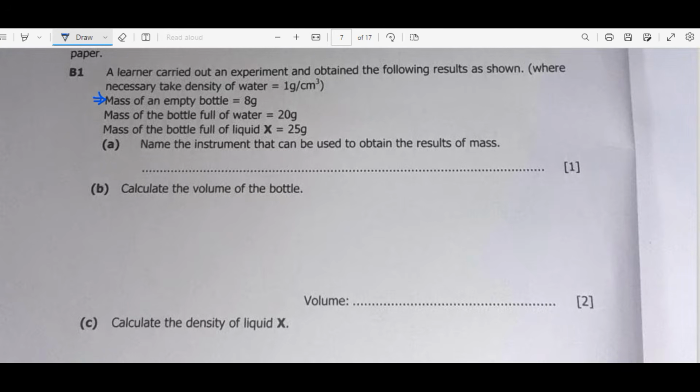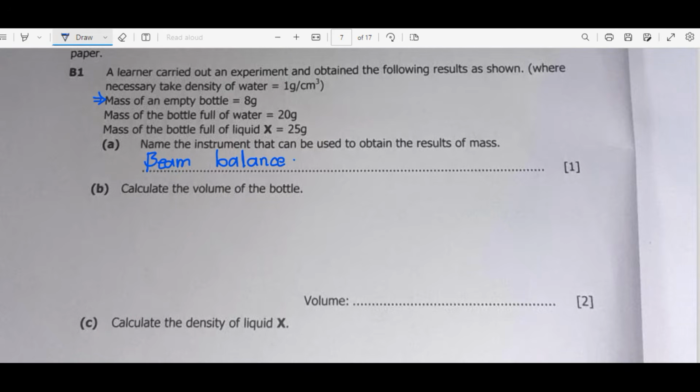So question A, name the instrument that can be used to obtain the results of mass. This question is the same as asking for the instrument that can be used to measure mass. So this is a beam balance. Then for question B, calculate the volume of the bottle. For the bottle, we only have the mass. We don't have the density. So what can we do?